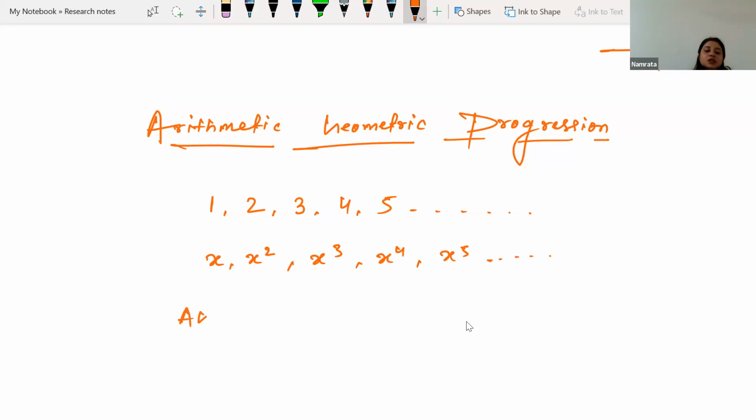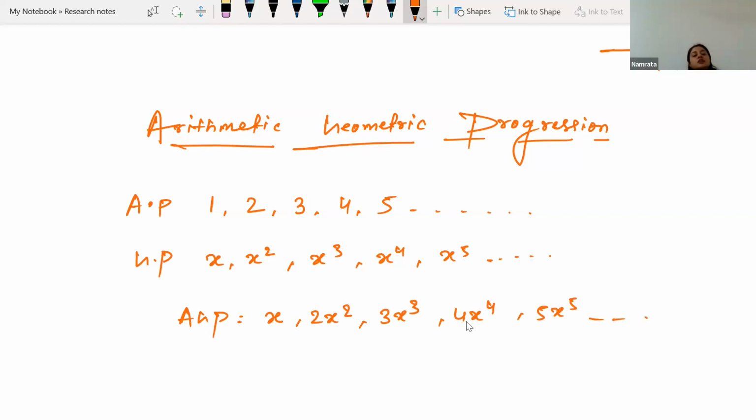Then we can create an AGP with this, that is, we can multiply both this AP and GP. If we multiply both of them, we will have x, 2x square, 3x cube, 4x to the power 4, 5x to the power 5, creating an AGP. What is the meaning of AGP? AGP means arithmetic geometric progression. Here the arithmetic progression and the geometric progression both are mixed up. How will you identify that? You need to check here the first term, here the first term, here one of the terms.